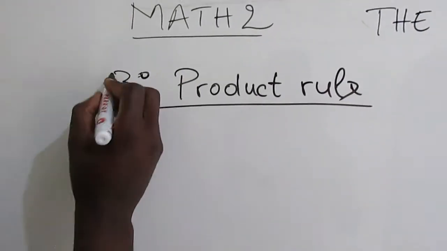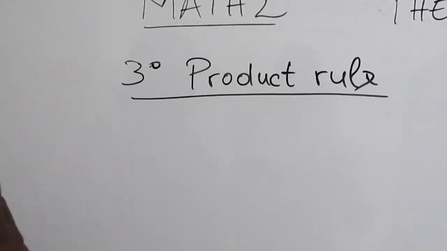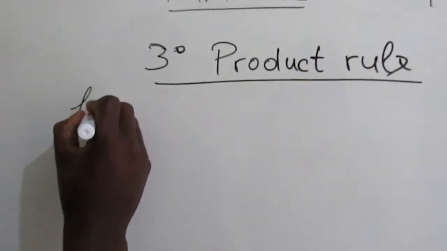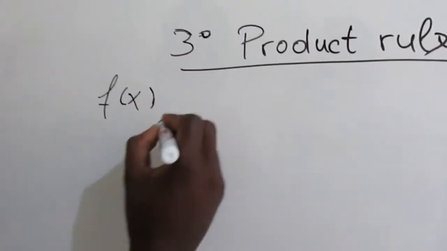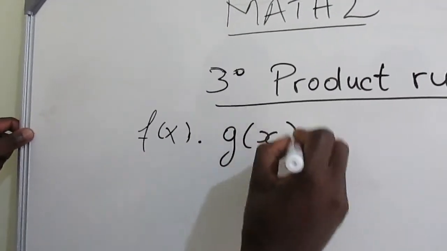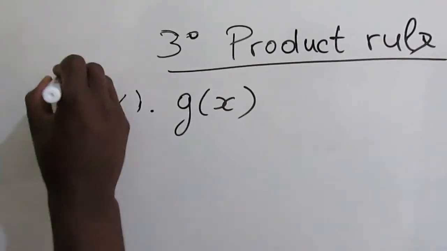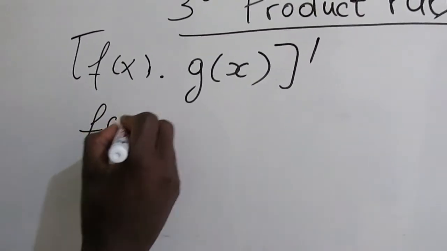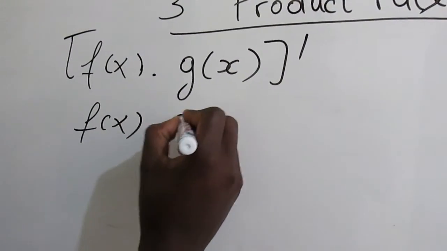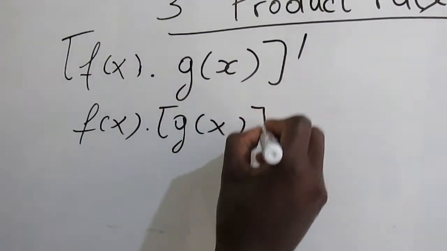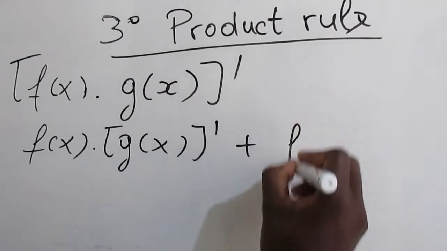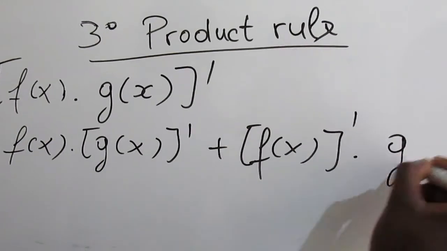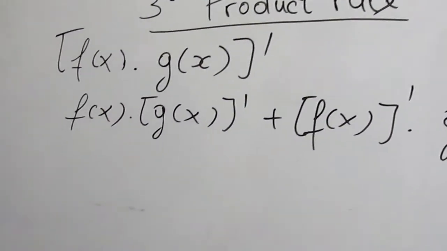Okay guys, now we have the product rule. I hope you all know about the product rule. So when we are given two functions, f of x times g of x, and they ask you to derive this, it's going to be f of x times the derivative of g of x, plus the derivative of f of x times g of x.